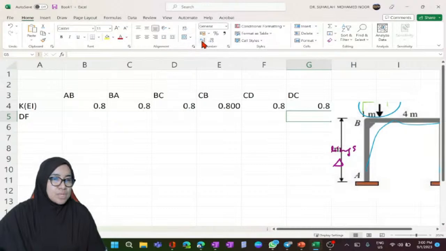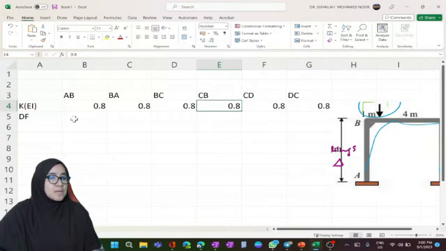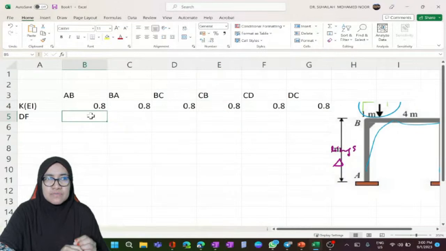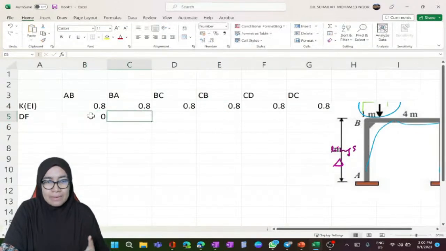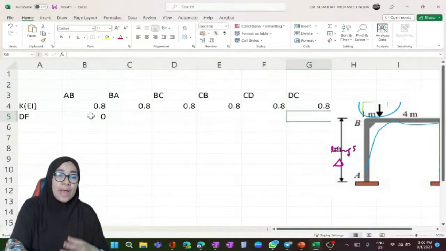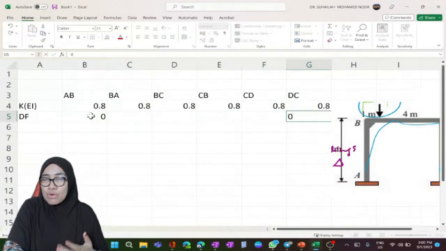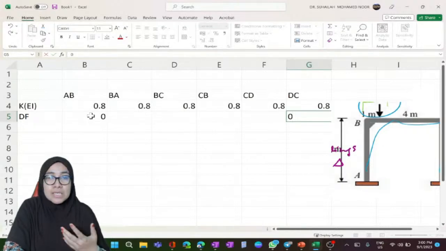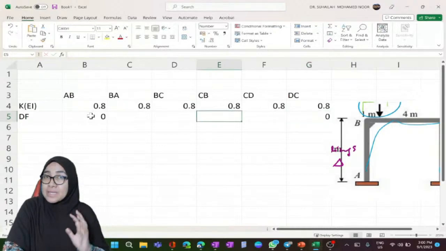Actually, if you don't want, you don't need to put K in the table. Start with the distribution factor. For fixed N, the distribution factor is 0. For pin N, it is 1. So now we have fixed at A and at D, so we have to use 0.